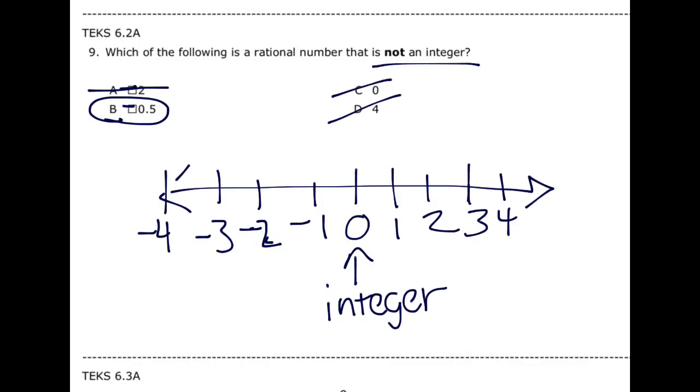So I just need to know what an integer is, and then I can tell that negative 5/10 is not an integer, but it is a rational number. So my answer is B.